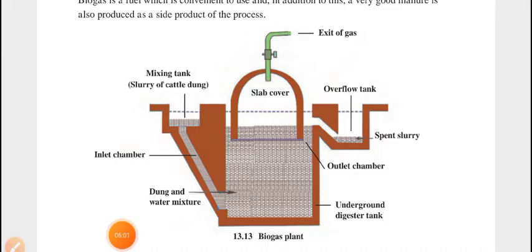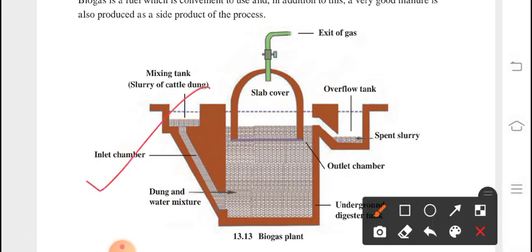This is the last topic of this chapter. Here your chapter is going to get over, and you have to draw this diagram for the biogas plant, which is important and which can come for the exam also. So please draw this diagram.